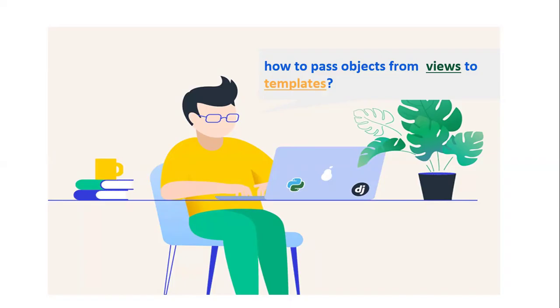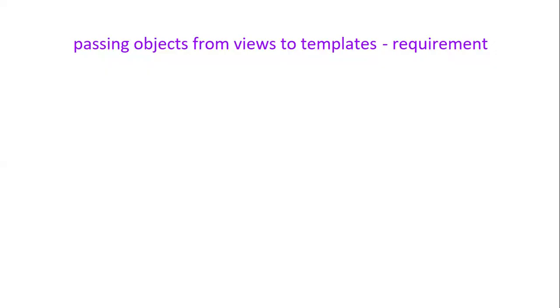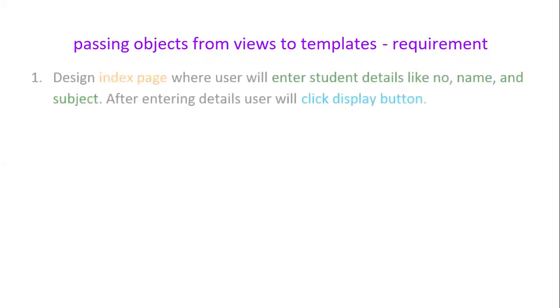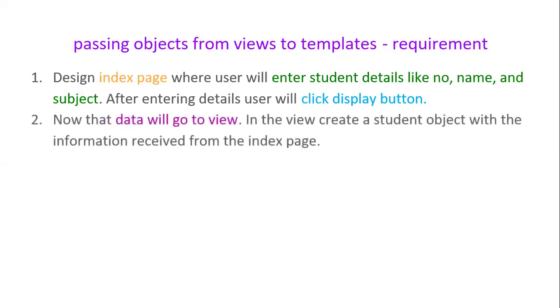This is the task. Now I will define my requirement, and based on that it is easy to work with. So first, I want to pass the object from the views to templates. I have to design the index page where the user will enter student details like number, name, and subject. Let's assume roll number, name of the student, and subject of that particular student. After entering these details, the user will click the display button. When the user clicks the display button, the data will go to the views.